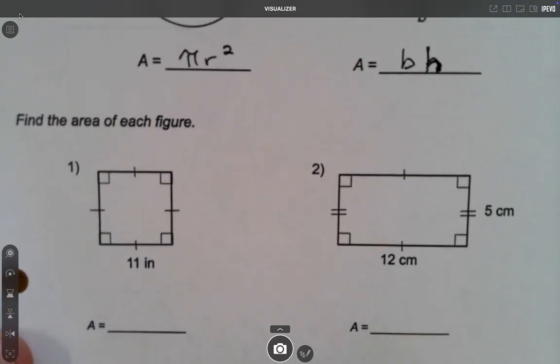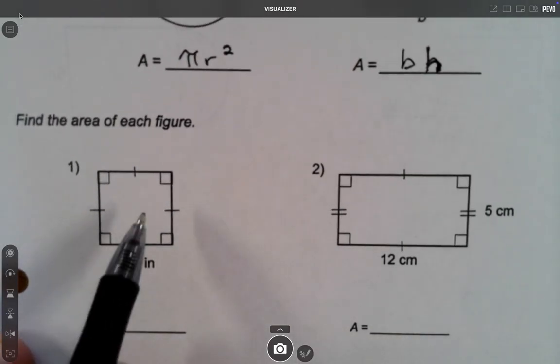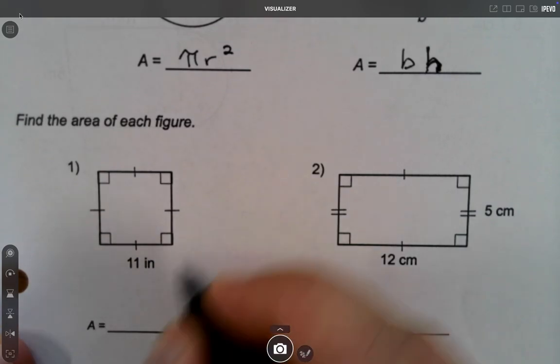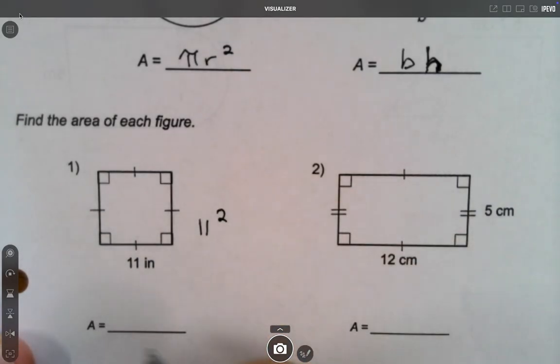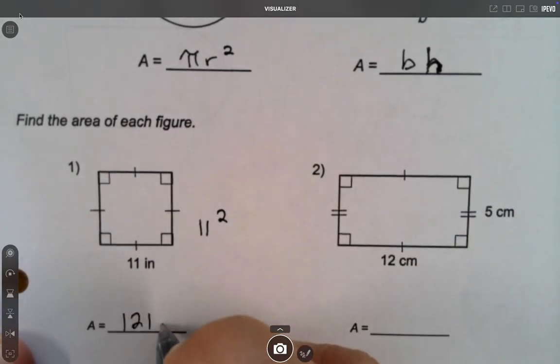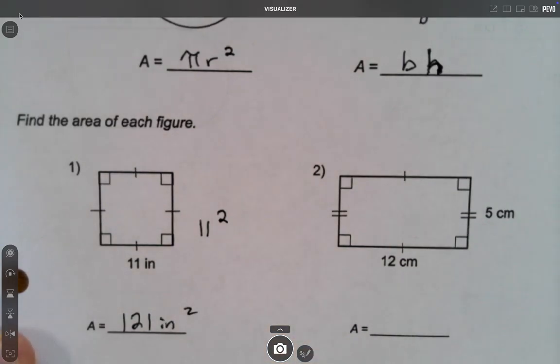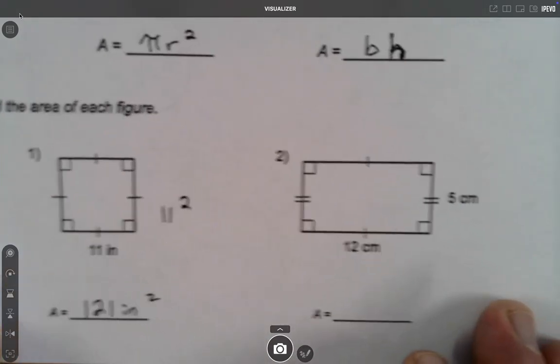Okay, find the area of each figure. This is a square because all four sides are equal. So we can do side squared. So we do 11 squared. So we get 121 square inches. So what's important to remember is that anytime you're doing area, you square the units. You don't square the number. Don't write 121 squared. That doesn't make sense. That's not correct. But 121 square inches. So the units get squared.